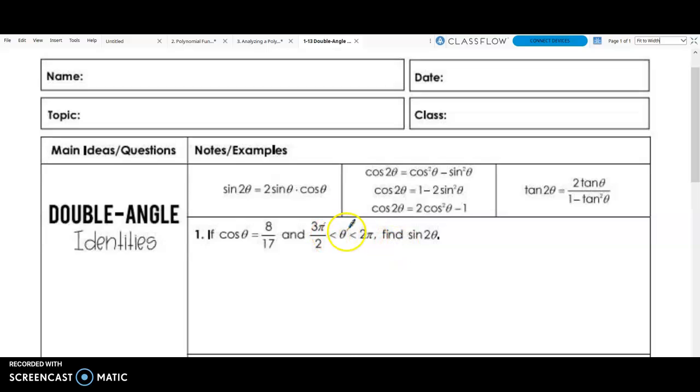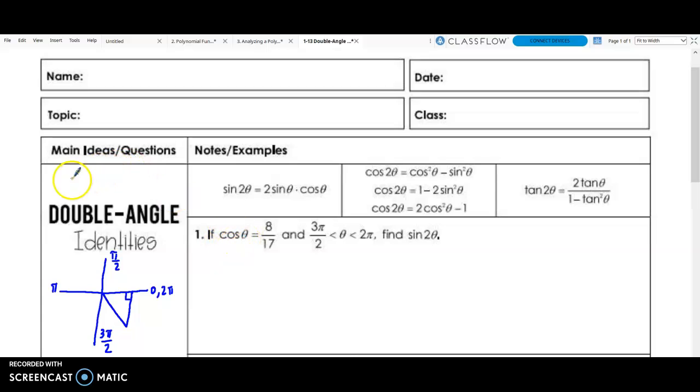So the first thing that you want to do is figure out what quadrant it is in. If I drew the unit circle, here's 0 and 2 pi. Here is pi halves. Here's pi, and then there's 3 pi halves over here. So if it's between 3 pi halves and 2 pi right here, that means it's in quadrant 4. And you're going to draw the triangle in quadrant 4 here.